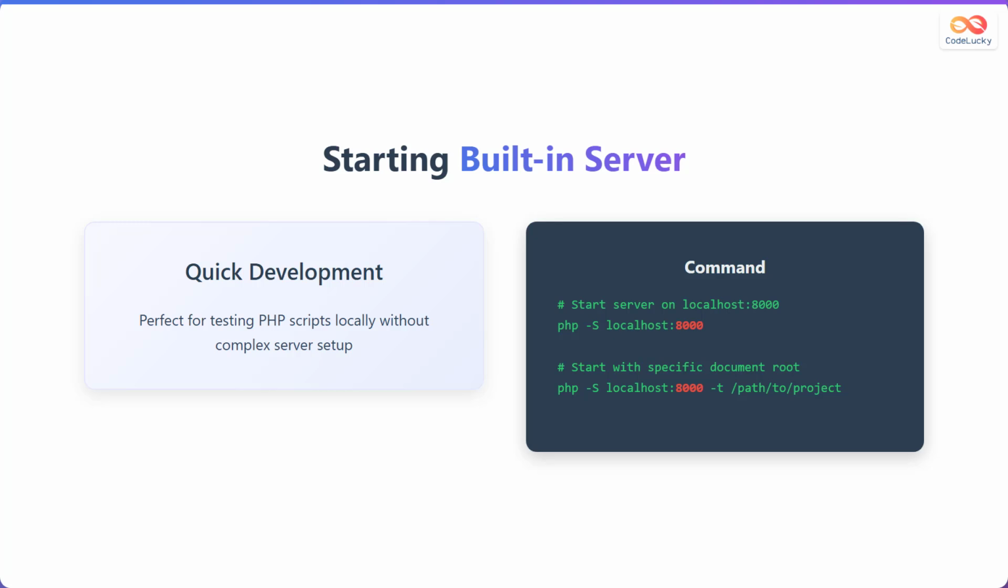The built-in server is perfect for testing PHP scripts locally without a complex server setup. To start the server on localhost, port 8000, type php -S localhost:8000. To start with a specific document root, type php -S localhost:8000 -t /path/to/project.